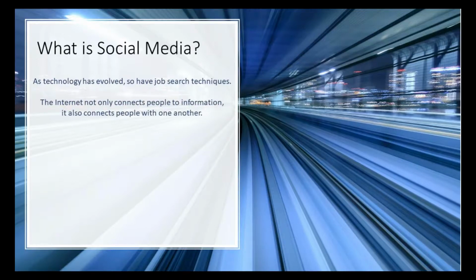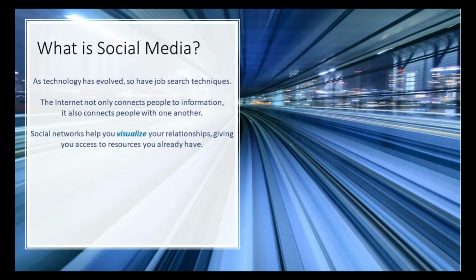The internet not only connects people to information, it also connects people to one another, and this is the important thing to understand about social media. Social media gives you that capability to connect with the right people at the right time about the right opportunities for your job search. Social networks can help you visualize those relationships, giving you access to resources you already have and in the past have not been able to reach efficiently.